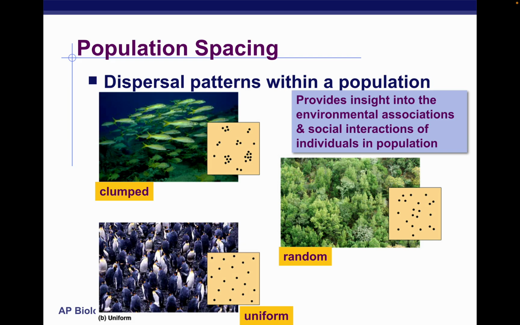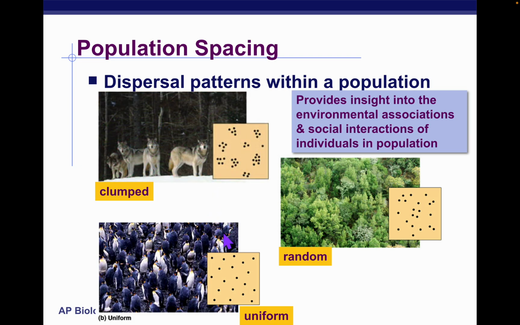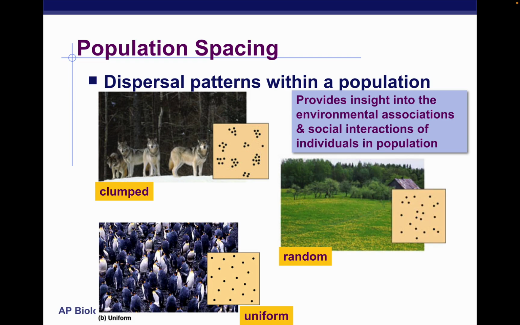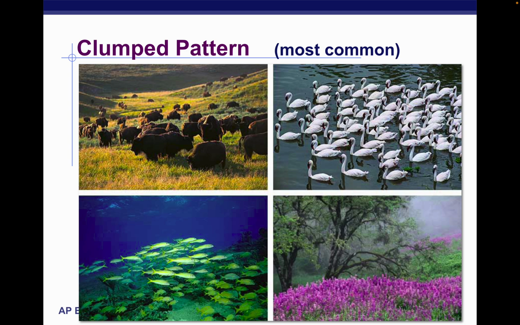So there are three different patterns that we're looking at here that we're going to describe a little bit more. We have clumped, we have random, and we have uniform. This will, again, provide a lot of insight into the environmental associations. So we're looking at wolves, we're looking at different trees, right? And we're looking at penguins for uniform. Let's talk about the most common one first. This is clumped pattern.